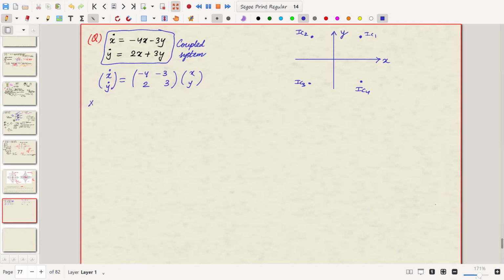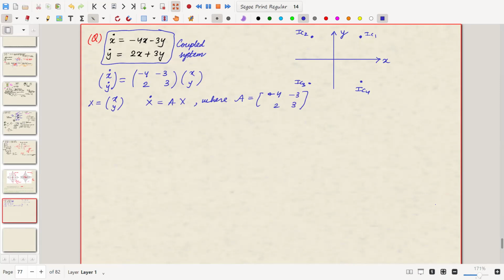Suppose you take the notation capital X to be the vector x, y. Then it will be X dot equals A X, where A equals the matrix minus 4, minus 3, 2, 3. Now, depending on this matrix, can you classify the solution?